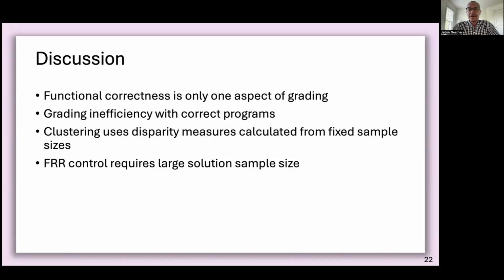Moreover, clustering uses disparity measures calculated from fixed sample sizes rather than the disparity metrics calculated directly from stochastic grade, which adds an extra step. And lastly, false rejection rate control requires a large solution sample size to have the theoretical guarantee, although this is not too much of a worry as sampling the large solution size takes only a few minutes at most.